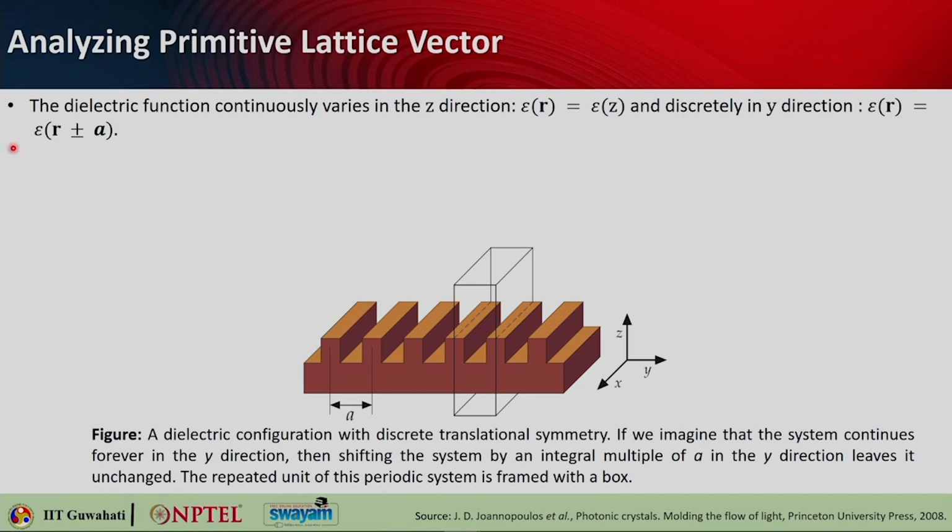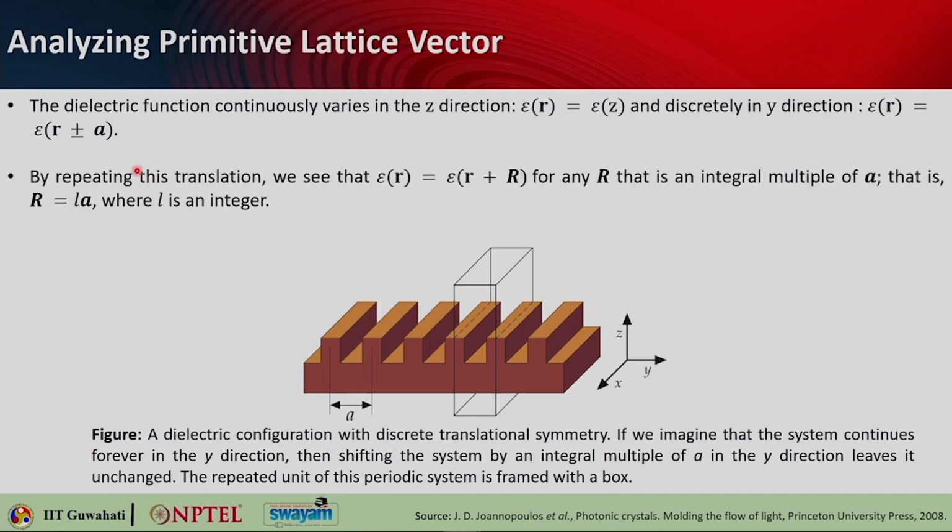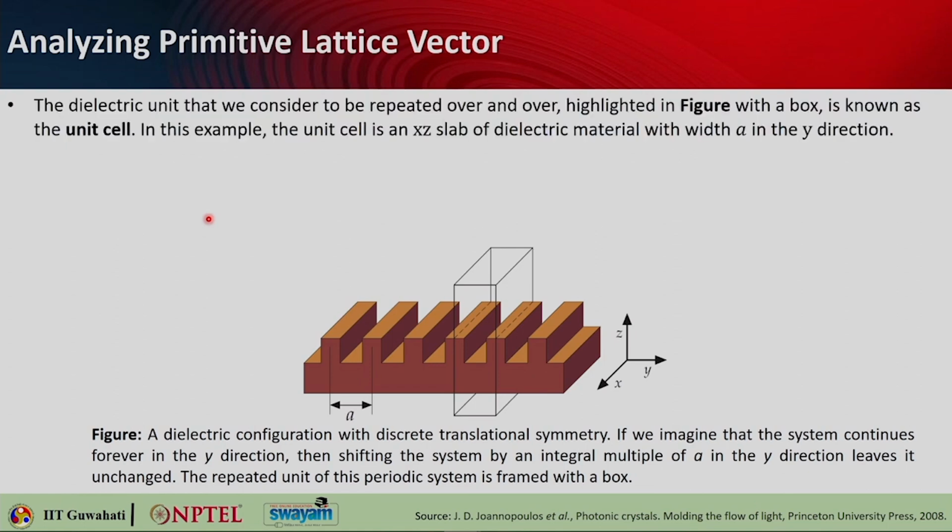Epsilon of r can be written as epsilon of r plus or minus a. So whatever you are seeing at position r can also be seen at position r plus a or r minus a. Now by repeating this translation, you can see that epsilon of r can be written as epsilon of small r plus capital R. So what is capital R? It will be nothing but any integral multiple of the lattice period, which is small a. So R can be written as l a, where l is an integer. These are very simple things.